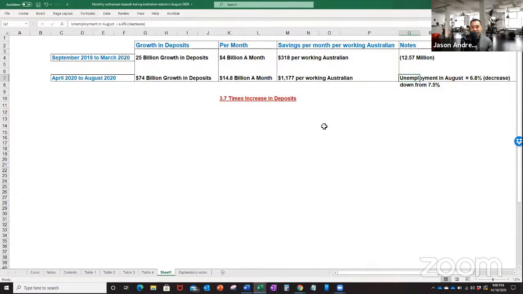If it's not you, that's not uncommon, because even before COVID, 59% of Australians admitted that their financial situation caused them angst.